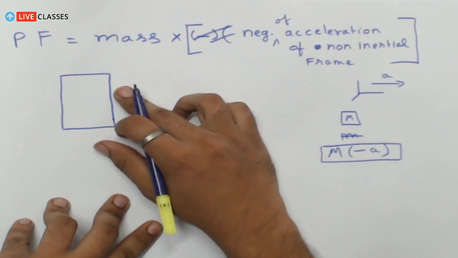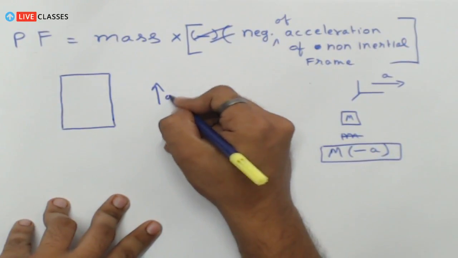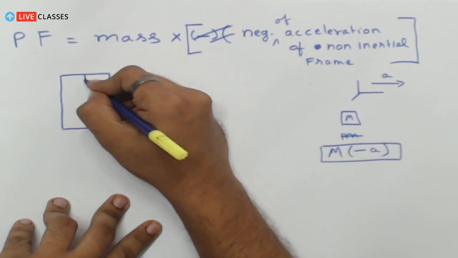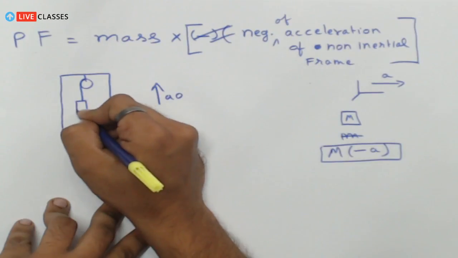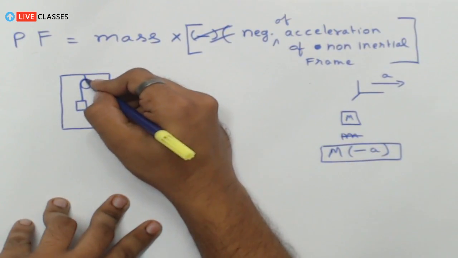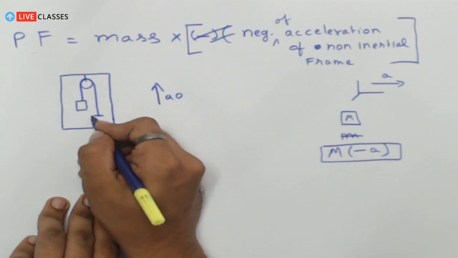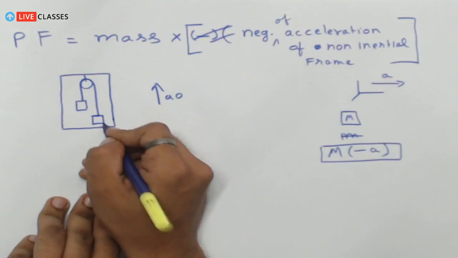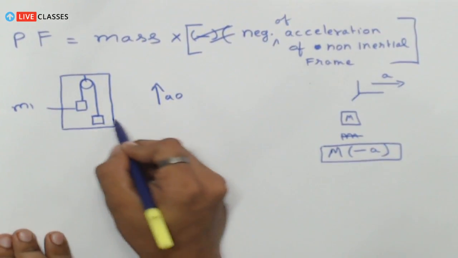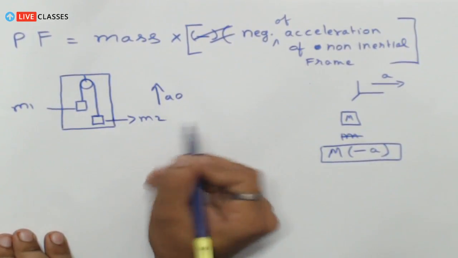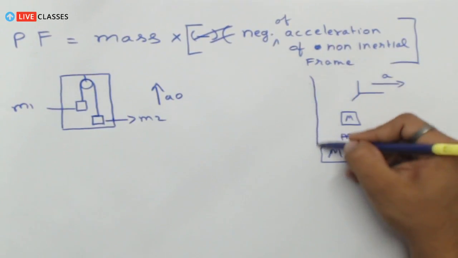A lift, this is a lift elevator. It is going up with an acceleration of a0, okay. A pulley is there, attached to it a block of mass. I have to concentrate a lot to draw because my drawing skills are not so good. So this mass is m1, this is m2. As m1 and m2 are not equal, probably you will be knowing that.